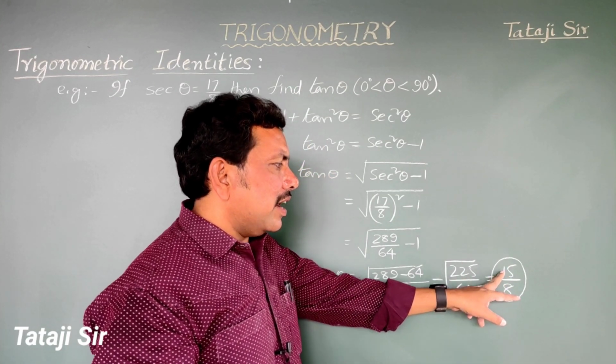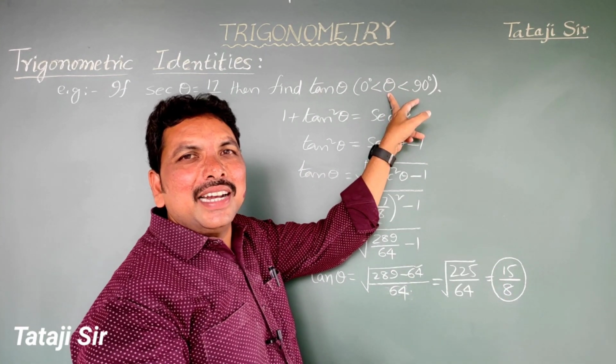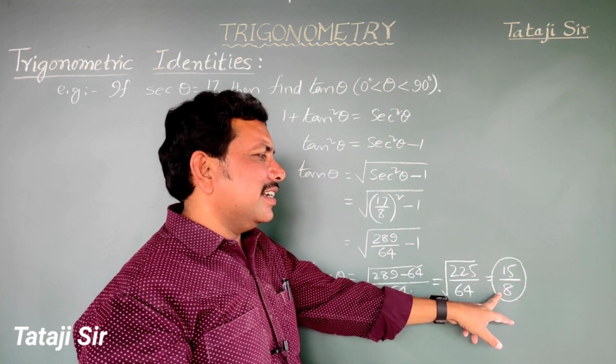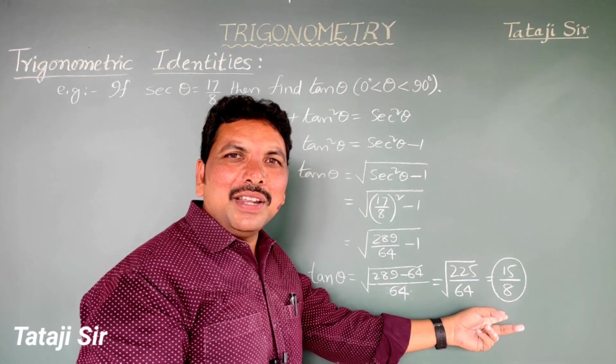Here in the root we have taken positive values only. Why? Because the condition given here is theta is in between 0 to 90 degrees. That's why we have taken positive values. Therefore, tan theta is equal to 15 by 8.